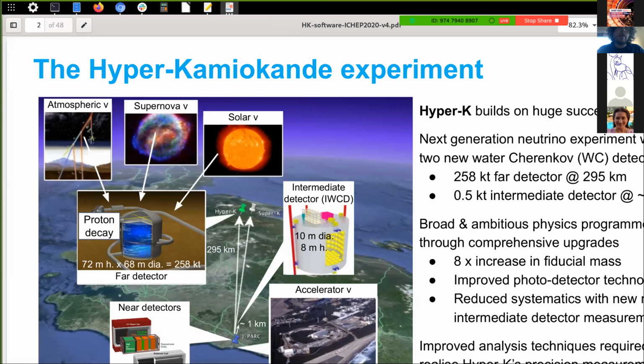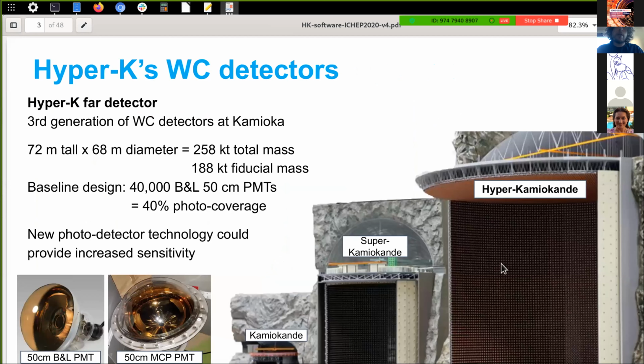Yeah, so I was just saying that in addition to the far detector, there's also the near detectors similar to what the T2K experiment has, and also a new intermediate water Cherenkov detector, which will be a much smaller water Cherenkov detector, about 1 kilometer from the source. As I mentioned, the far detector of Hyper-K will be about an order of magnitude larger than Super-K.